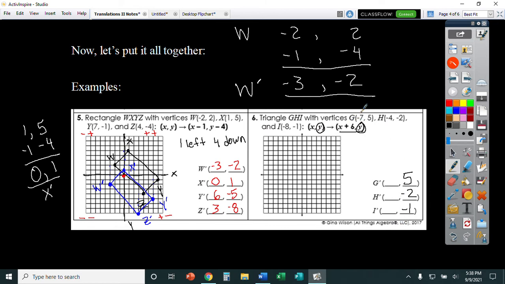And now all I've got to do is take care of the X coordinates, because it's telling me to add 6 to all the X's. So -7 plus 6 is -1. So the X coordinate of G prime is -1. H is -4 plus 6, which is going to be 2. That's the X coordinate for H prime. And then I is -8 plus 6, which is -2.